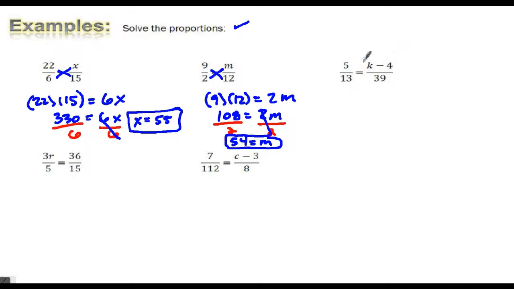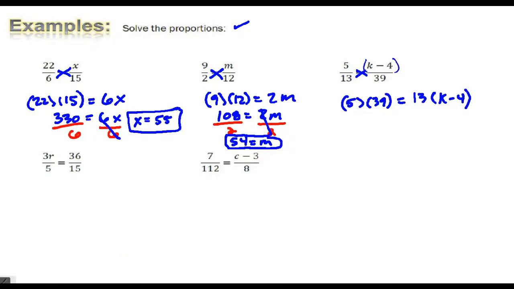Alright, let's move on to something a bit harder. 5 over 13 equals k minus 4 divided by 39. So we're going to go ahead and, again, cross multiply. 5 times 39 equal to 13. Okay, and then here's the important thing. We want to put parentheses around the k minus 4. That way we can recognize it as one thing. So that means it's 13 times k minus 4. We want to put parentheses here so we can indicate that 13 is multiplying both k and negative 4.